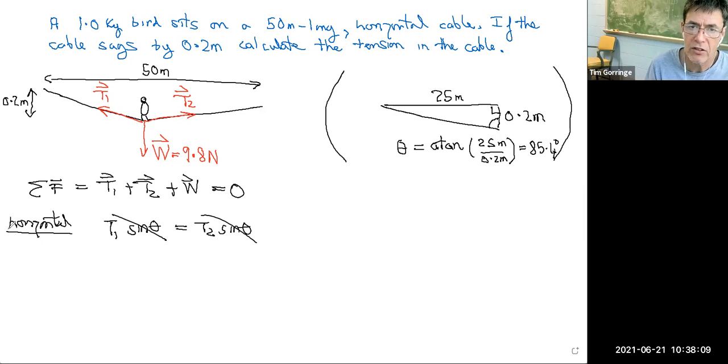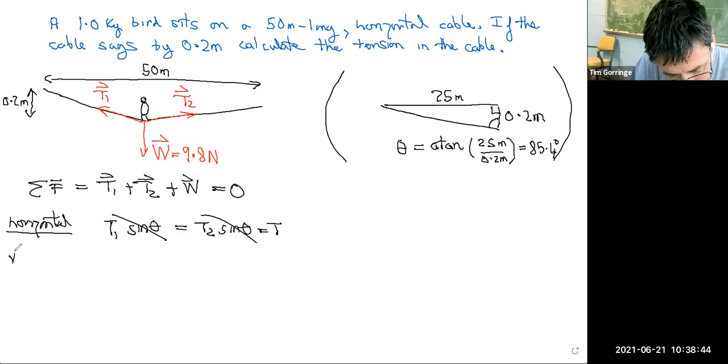Now, we could have said that originally from the symmetry of the problem. The bird sits in the middle of the cable. And so because of the symmetry of the problem, those two tensions must be the same. There's nothing to distinguish really the left-hand side from the right-hand side. But the math, the analysis also told us that the two tensions are the same. And from now on, I'm just going to call that tension T. T1 equals T2 equals T. The magnitude of the two tensions, T1 and T2, are the same. We're going to call them T.